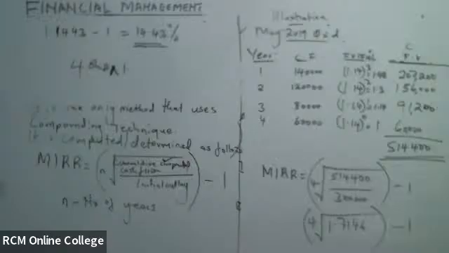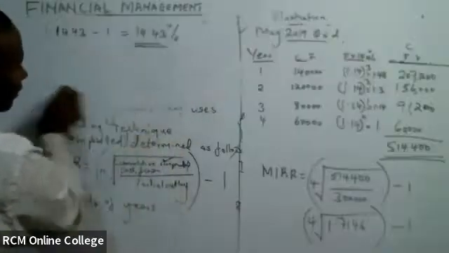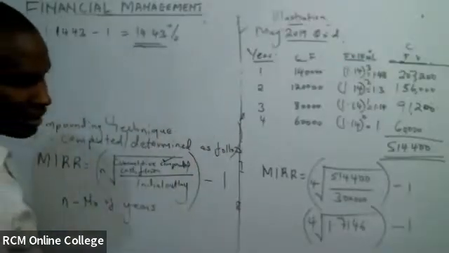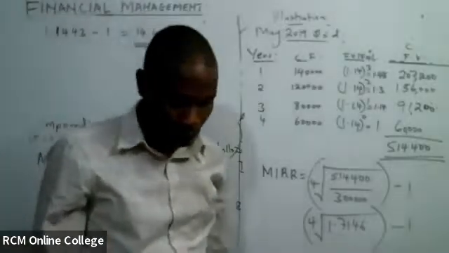Once you know how to get the root, mambo inakuwa rahisi sana. So our MIRR is 14.43, and in that case the interpretation is that when the MIRR is greater than the cost of capital, you accept the project.